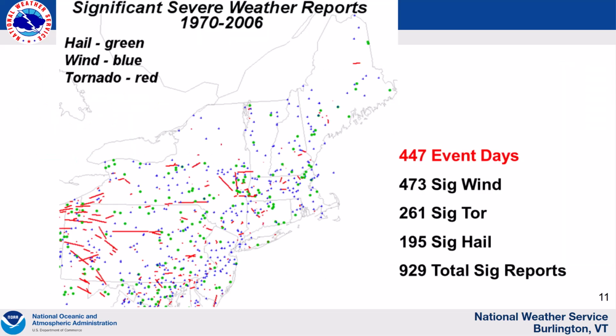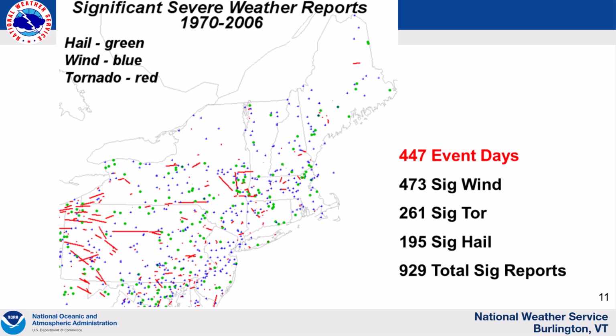This is what the distribution of significant severe weather reports look like over the study region. Keep in mind that this study only goes through 2006. Most of the significant severe reports are focused from the Mohawk Valley of New York and southern New England and points to the south. There were 447 days in total and 929 significant severe reports.